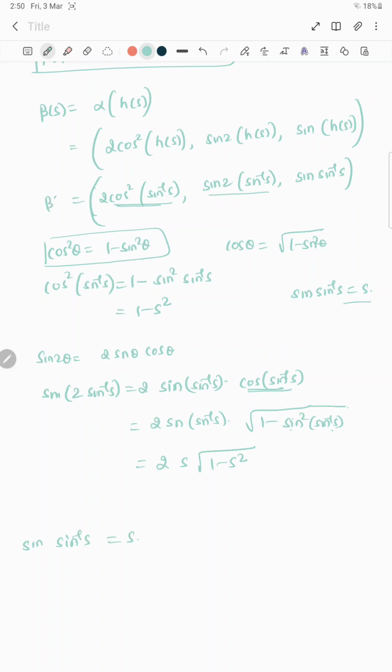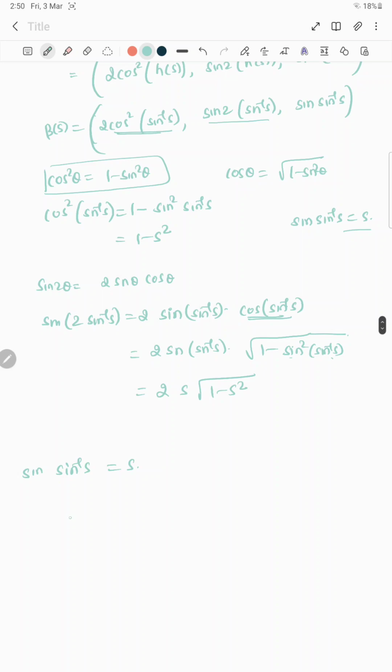Therefore, the curve beta can be rewritten as beta of s is equal to 2 into, instead of cos square of sin inverse s, we write 1 minus s square. For the second coordinate, we write 2 into s into root of 1 minus s square, and the last term is s.